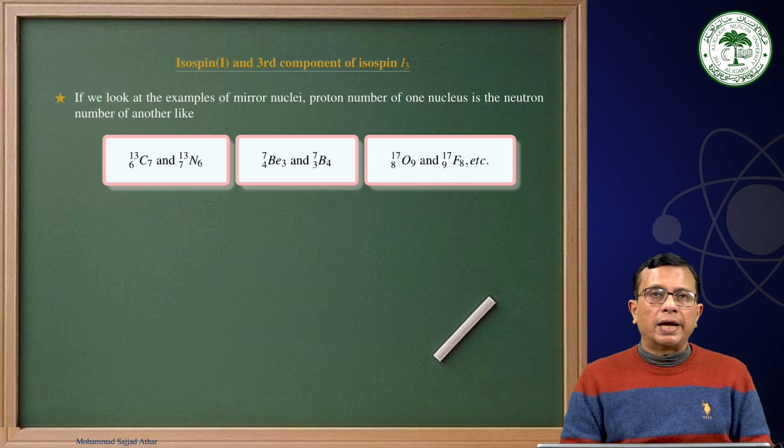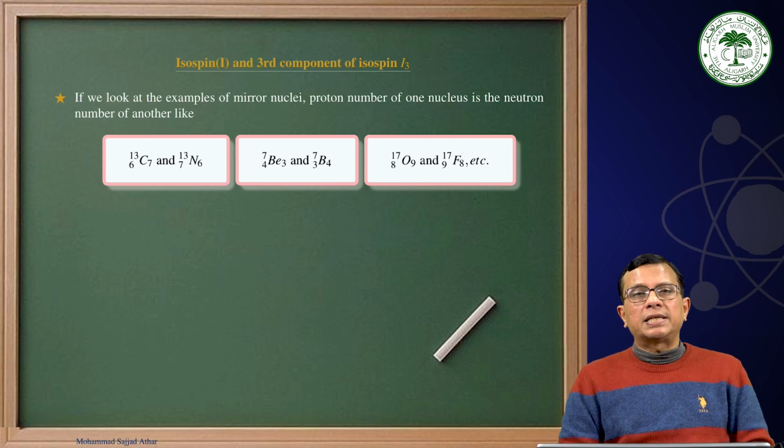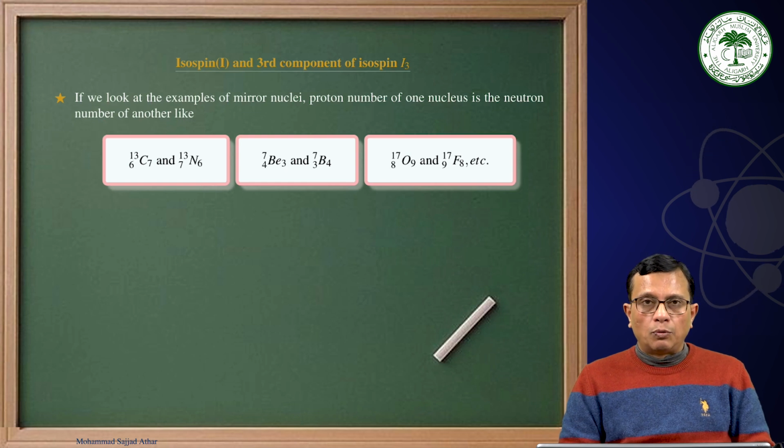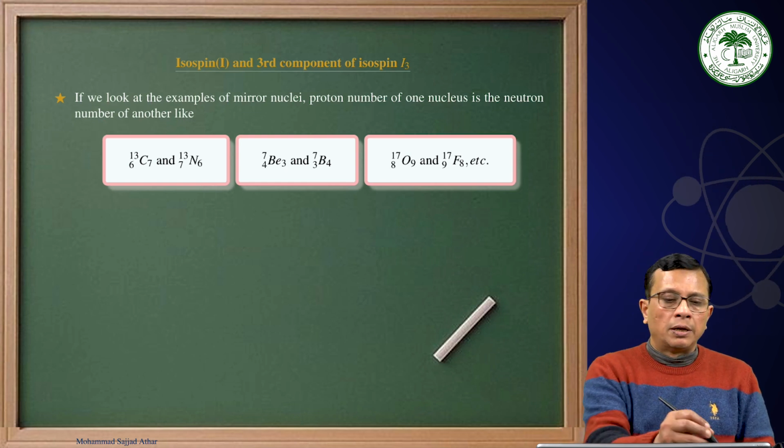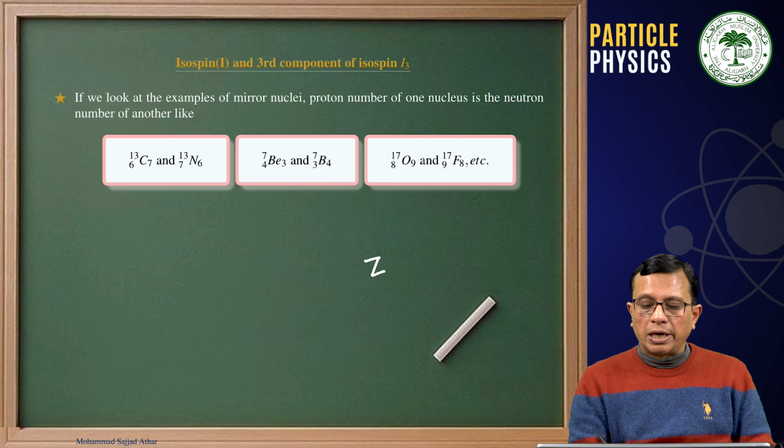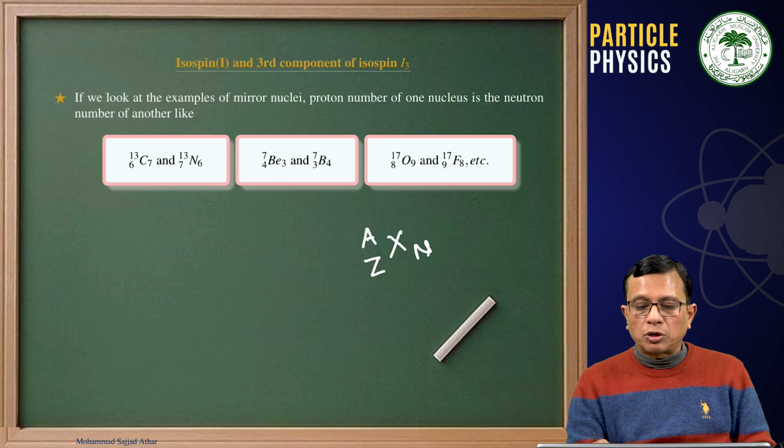Therefore, why did this idea of isotopic spin come? Now, if you look at the example of mirror nuclei, what are mirror nuclei? Mirror nuclei are those nuclei having the same mass number, but the proton number of one is the neutron number of the other.